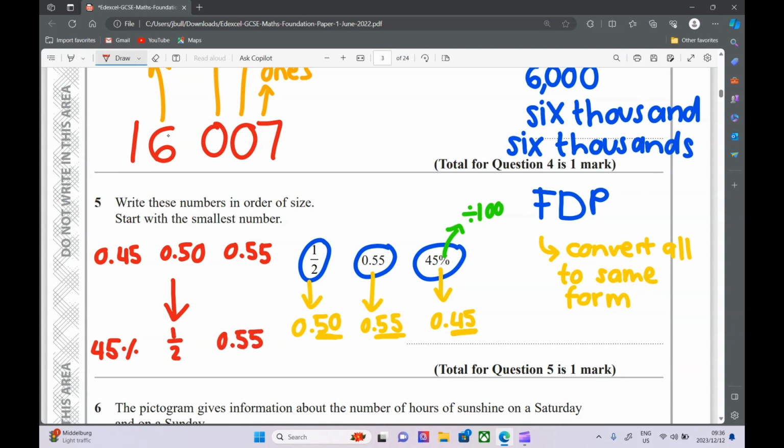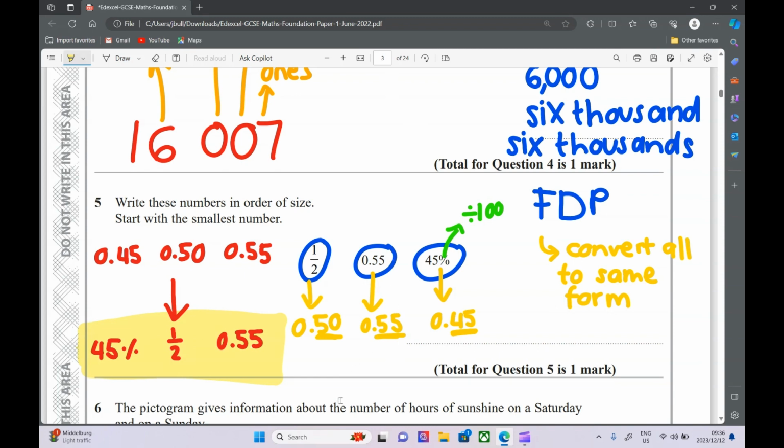Okay, so we've reordered it. We just changed it to decimals so we could see it a bit easier. But then in the final answer, this is what they want. So this is how they want the final answer with the fraction, with the decimal, and with the percentage. Okay, so that would be that question. They ask this question in every single paper, so it's really important that you get the hang of that. Make sure if you see a question like that, convert it all to the same form, write it in the order, and then use the original numbers again.